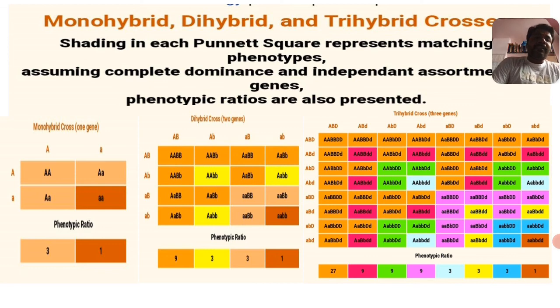That is 27 is to 9 is to 9 is to 9 is to 3 is to 3 is to 3 is to 1. These are the phenotypic ratio of what? Trihybrid cross. Remember, the trihybrid cross is also an important point from the examination point of view. So this completes Mendel's laws. There are 3 laws we have already studied: one is the law of dominance, the law of segregation, and another one is the law of independent assortment. Thank you.